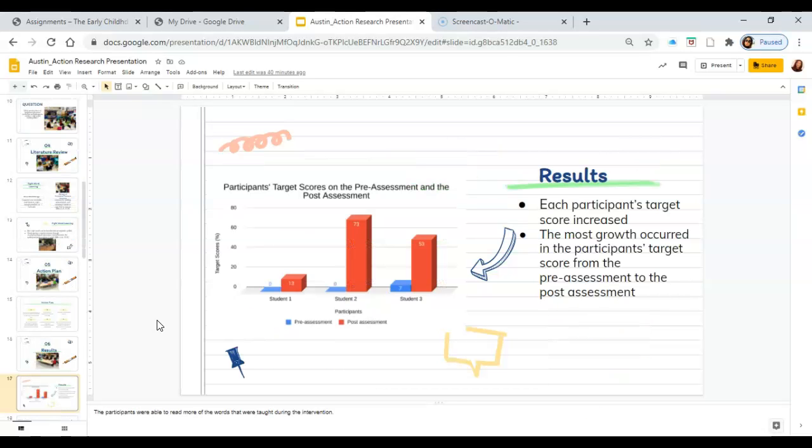My results. So I have my bar graph here that shows the participants' target scores on the pre-assessment and post-assessment. The target score is just how many words they read correctly out of those 15 words that I taught them throughout the interventions. Each participant's target score increased from the pre-test to the post-test. The most growth occurred in the participants' target score from the pre-assessment to the post-assessment. That just means that my participants were able to read more of the words that I taught during the interventions than they were other words that were not taught.